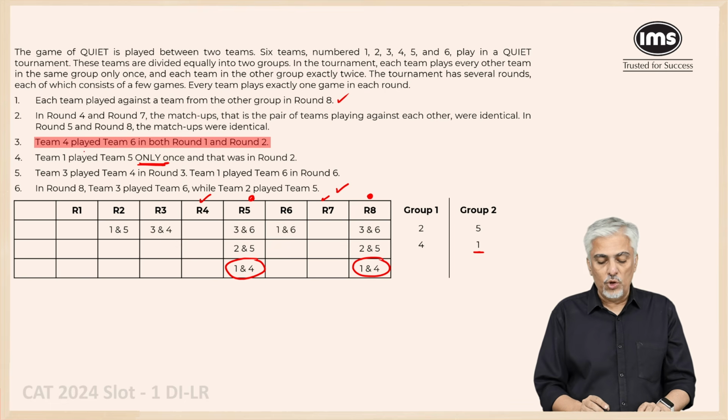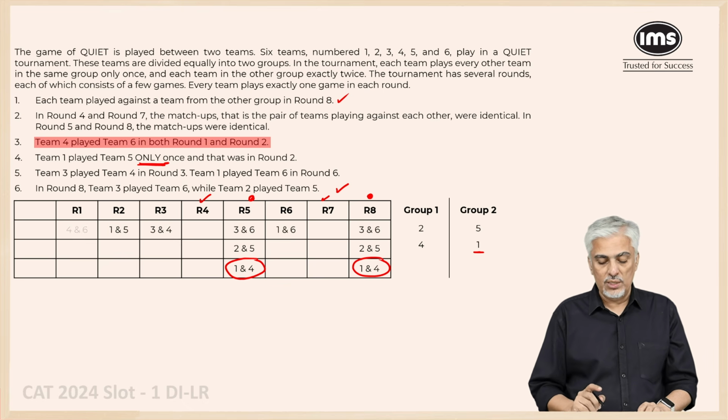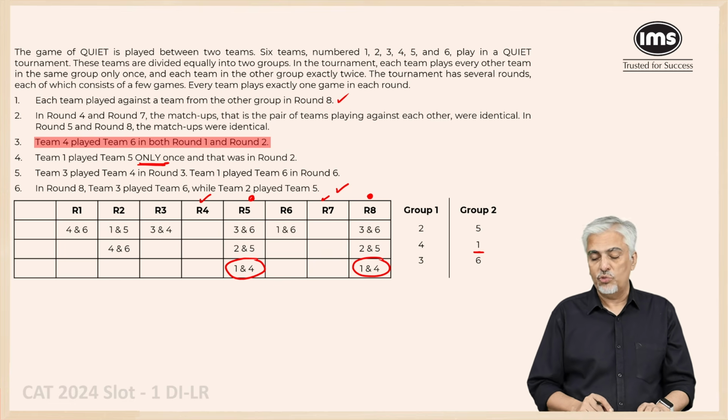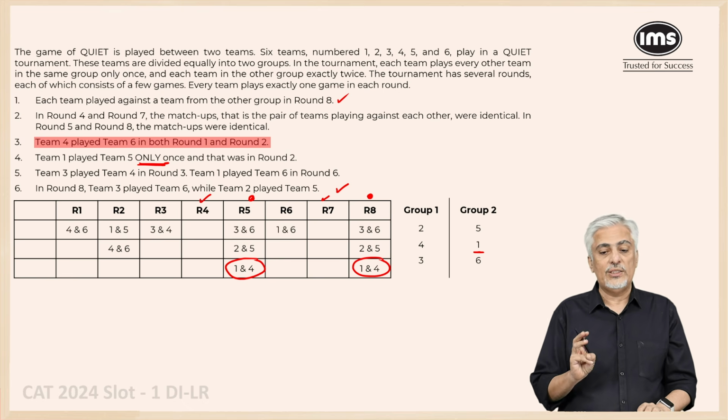Now, team 4 played team 6 in both round 1 and 2. Team 4 played team 6 2 times, which means 4 and 6 are in different groups. In round 1 and in round 2, team 4 and 6 played. So which tells me 4 and 6 are from different groups. We got 6 here and 3 here. So our third question has been answered. The third question was 2, 3, 4, 5, which is not in the same group. So the answer will be 5, which is not in that same group. So while doing the set only, we have finished off 3 questions.